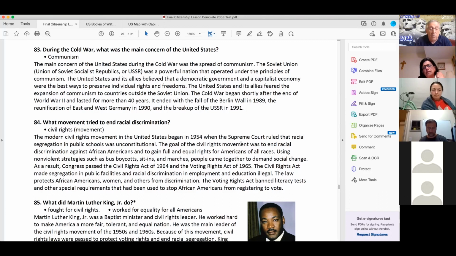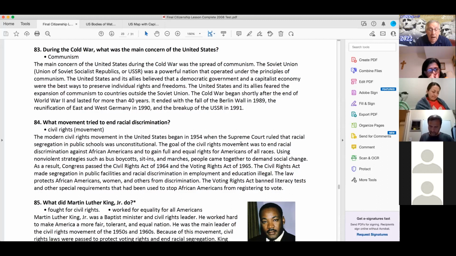And so what movement tried to end racial discrimination? The term we use for that is the Civil Rights Movement. When was that movement? That happened in the 50s and 60s of last century, so the 1950s and 1960s. It began in 1954.